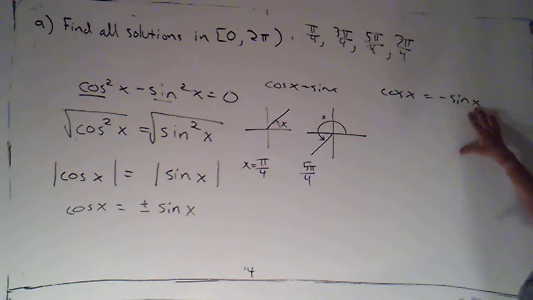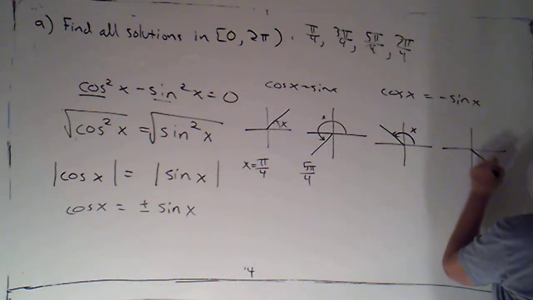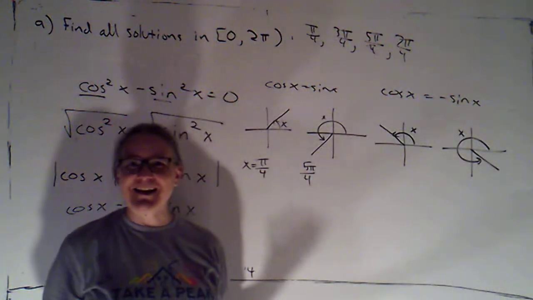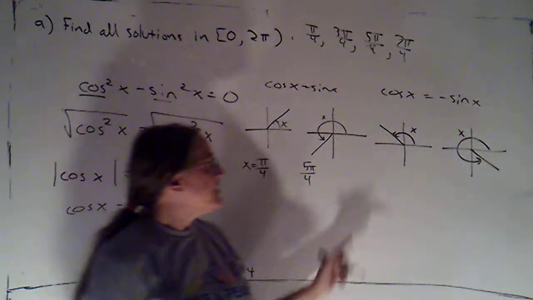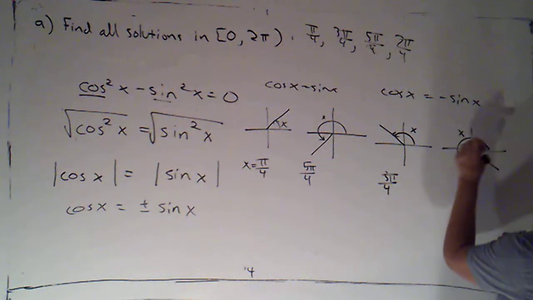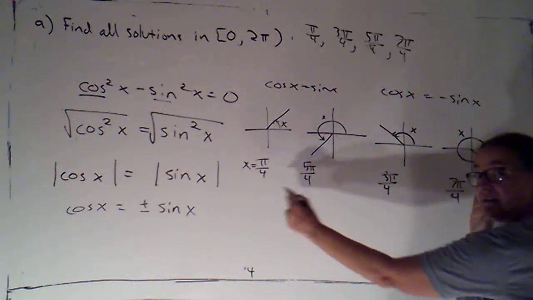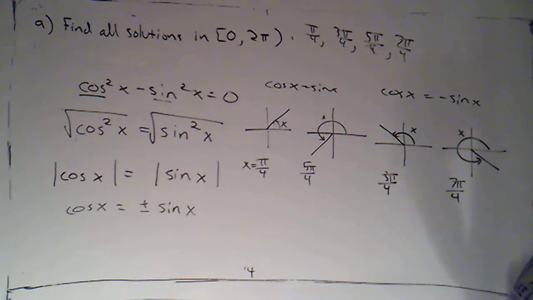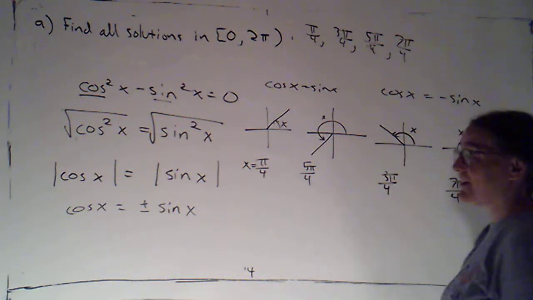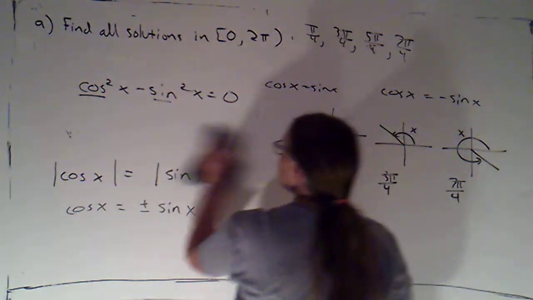Cosine equaling the opposite of sine, that's going to give me my solutions in quadrants 2 and 4, because those are the two quadrants where one of the functions is positive and the other is negative. So here I'm going to get my 3 pi over 4, and here I'll get my 7 pi over 4. But I get the same solutions. Okay. So if you're getting that very special relationship, cosine equals sine or cosine is the opposite of sine, it's okay to actually have two trig functions in your equations.